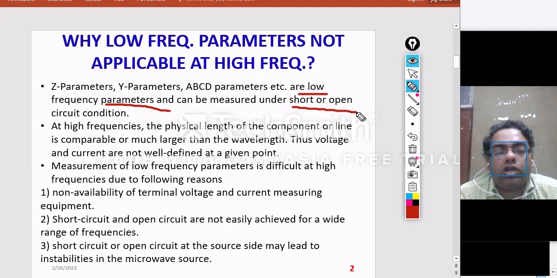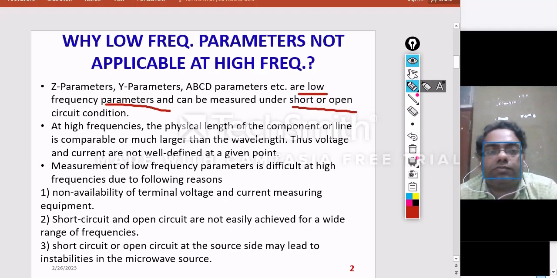Moreover, short and open are defined only at a particular frequency. At one frequency a short may behave as a short, but at higher frequency the short may behave as an open or some other impedance. So short and open are frequency dependent.